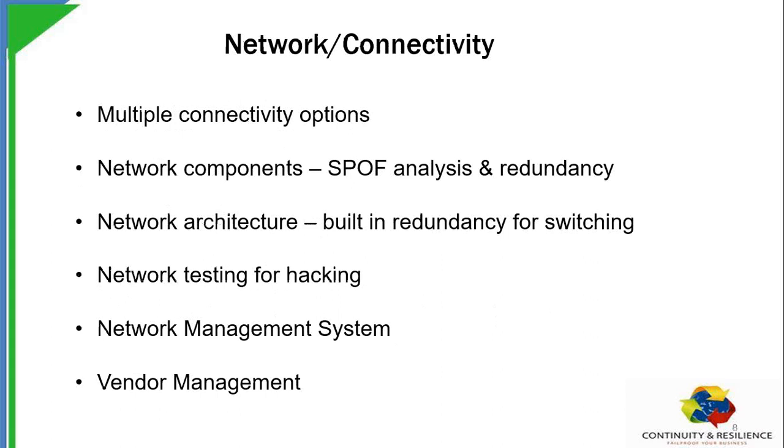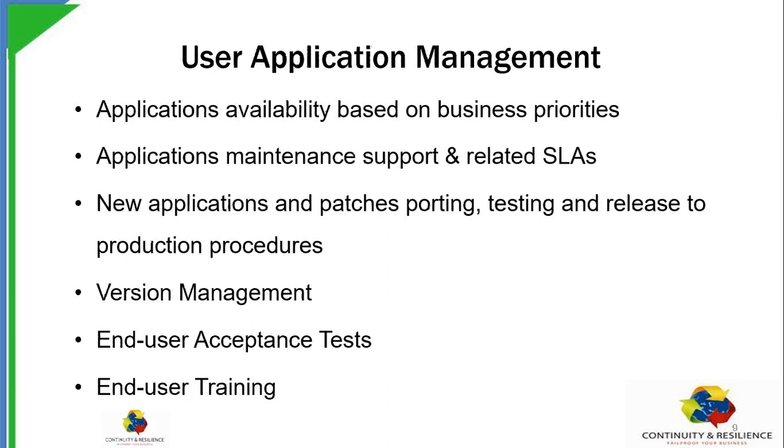Then when it comes to network or connectivity, do you have a single link or multiple connectivity options? What about network components? Are there any single points of failure? As in, do you have a single firewall or dual firewall? Do you have a single switch, dual switch, core switches, access switches? So all this is something which you will look at. Network architecture, built-in redundancy for switching, network testing for hacking, like do you have IPS, IDS, do you have honeypots? Those things are basically the information security overlap. Network management system, vendor management, which we have already discussed earlier. This would be specifically for network.